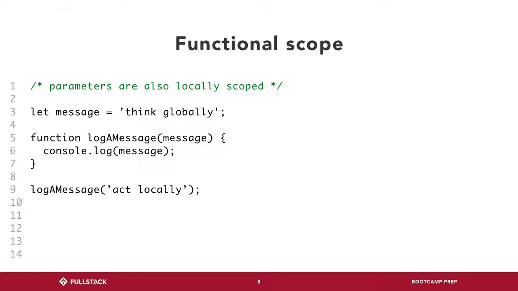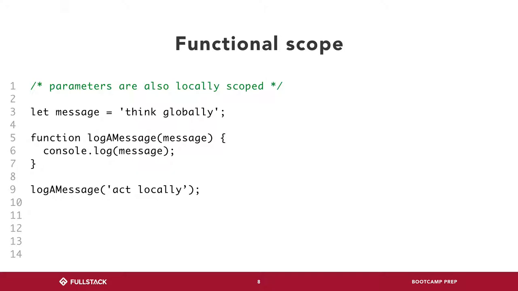So does anybody want to guess what this would log? Yep, act locally. Because when you do this, it basically does let message equals message, which gets switched with the string, so let message equals act locally. It will log the message inside, the parameter message.